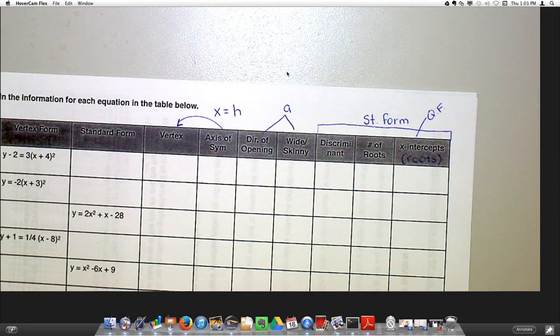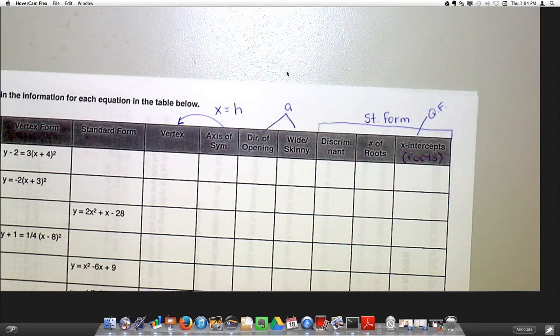For the wide and skinny, if this is bigger than 1, it's going to be skinny. And if it's less than 1, it'll be wide. Like this is a fraction, so fractions are always going to be wide. Something like 2 or 5, or even if it were negative 2, that would still be skinny because remember you ignore the negative, so you would just be looking at the 2. Good on that one?